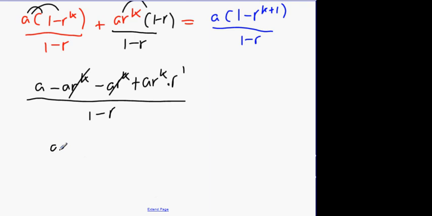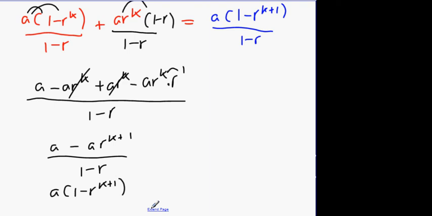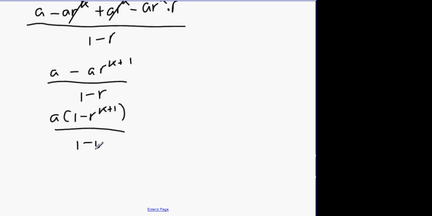And then it's going to be A plus, that's a minus. The first one's a plus, the second one's a minus, excuse me. And then multiply it out. Then add the powers together and you get AR to the k plus 1, all over 1 minus R. Factorize out the A and you get A into 1 minus R to the k plus 1, all over 1 minus R. And that equals the same thing, A into 1 minus R to the k plus 1, all over 1 minus R.